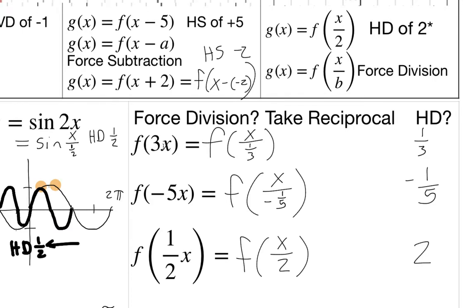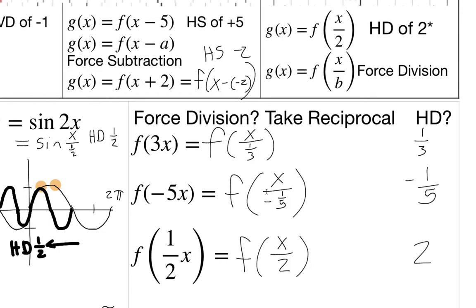So f of 3x is equal to f of x divided by 1/3. I know this is a fraction within a fraction, but it helps us figure out what the horizontal dilation is. It's x divided by 1/3, which is the same thing as multiplying by 3. But you can look at this and just read right off the equation what the horizontal dilation is. It's 1/3.